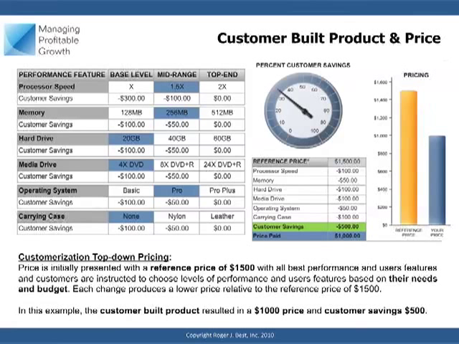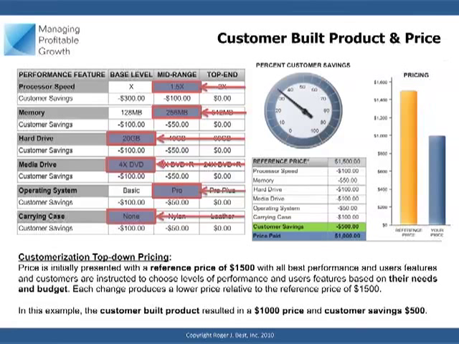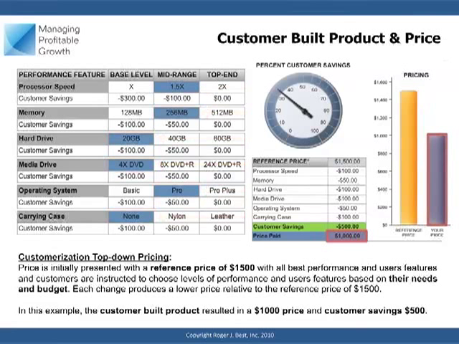Naturally, there are a few customers who will want all high-end features and are willing to pay the highest price. Using this value pricing analytic, customers build their own product by lowering the performance level for each feature to a level that meets their needs and saves them money. If customers have a certain budget, they can make the necessary trade-offs to get the best suited product at a price they want to pay. The customer price in this example is $1,000 for the features and performance levels selected. This creates a perceived savings of $500 when comparing the price paid to the full feature reference price of $1,500.